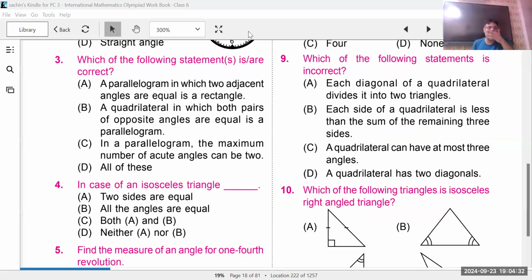Now everyone knows what an isosceles triangle is. I think you should know. So do the third and fourth quickly. 1 minute questions.